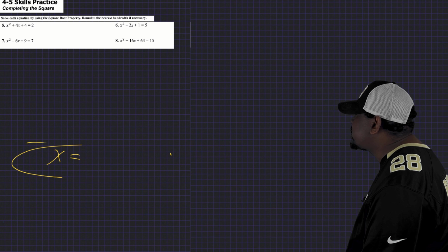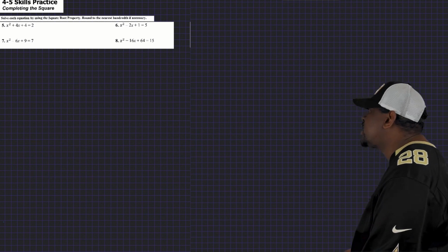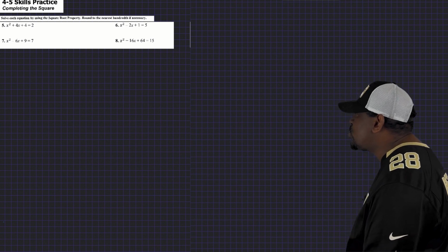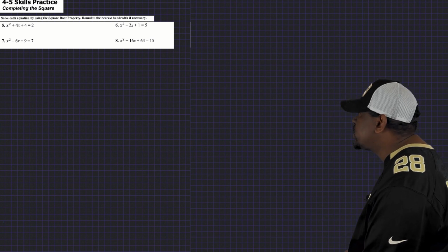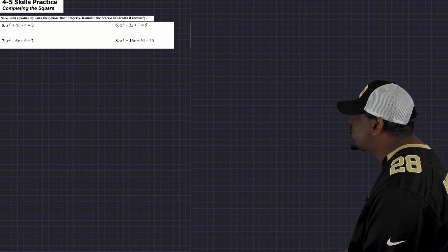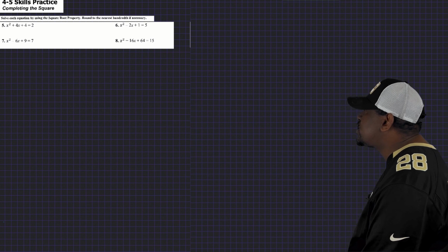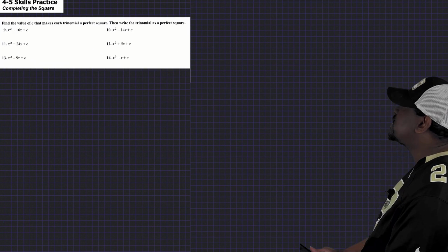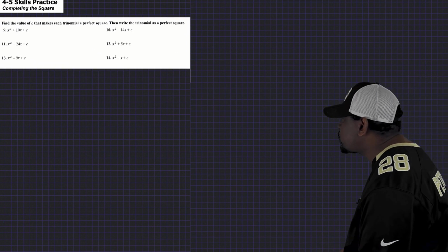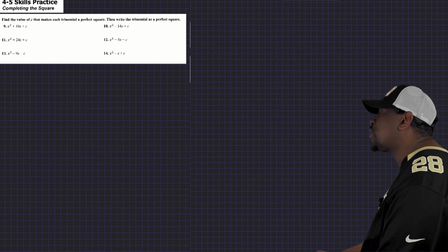So right now we're setting up the concept of completing the square by learning how to utilize the square root property. Now we're at a point where we can start solving some problems by completing the square. But before we do that, we have to learn how to get the third term and actually complete the square. The problem reads, find the value of c that makes a trinomial perfect square.